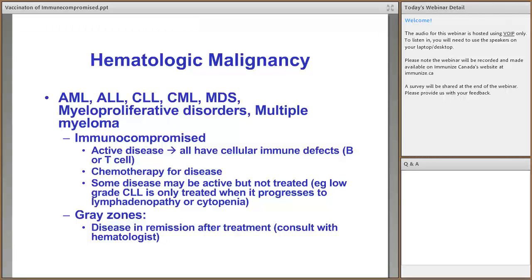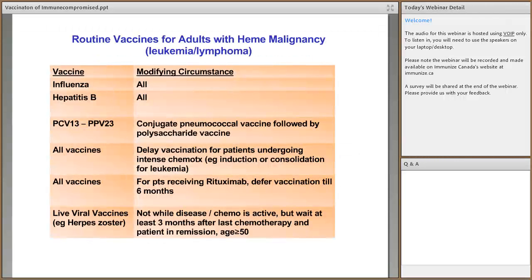Now, sometimes you get people who have active disease, but they're not treated. So, for example, people with low-grade CLL are not always treated right away. However, even low-grade CLL is an immunocompromising condition. Now, again, there are these gray zones. A person may have disease in remission after treatment. So in this case, I would consult with a hematologist to ask, are these people still immunocompromised or not?